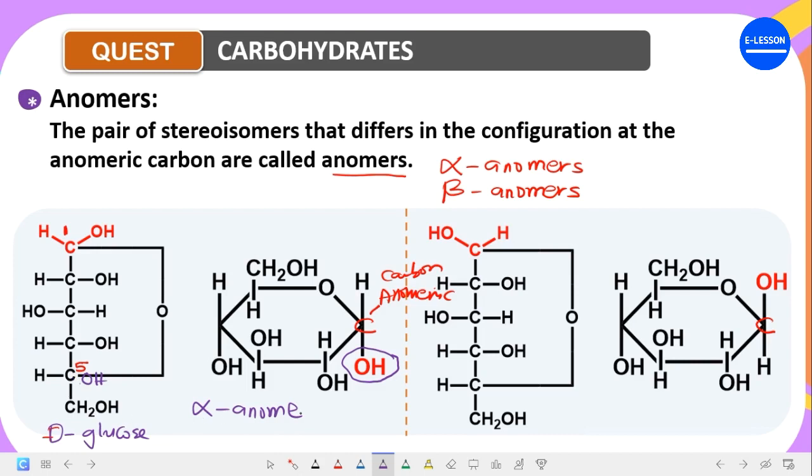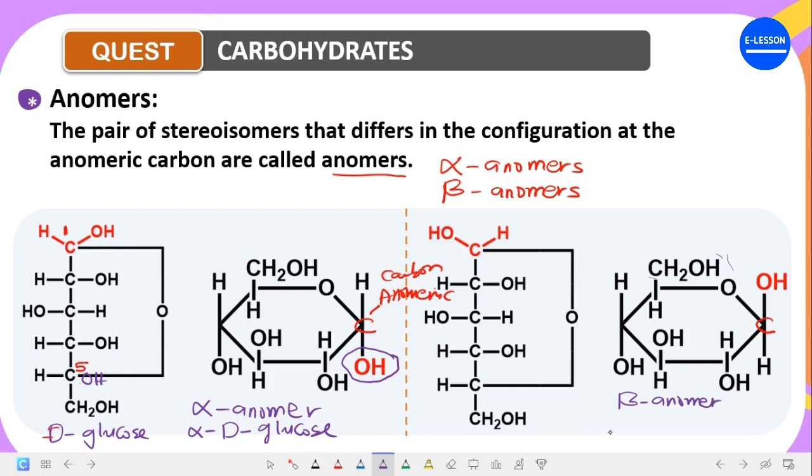Now this D glucose, this alpha anomer. Since you know that initially this is D glucose, you now say this structure is alpha D glucose. Now, how about this side? Whenever the OH is facing up, that means in the same direction with what you have here, you call it the beta anomer. Beta anomer.